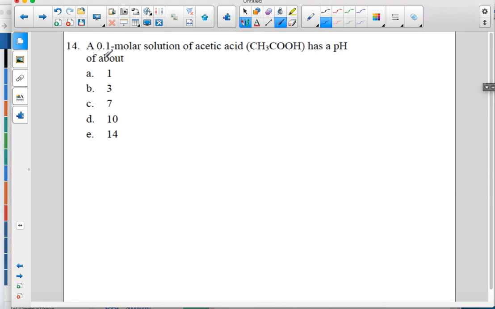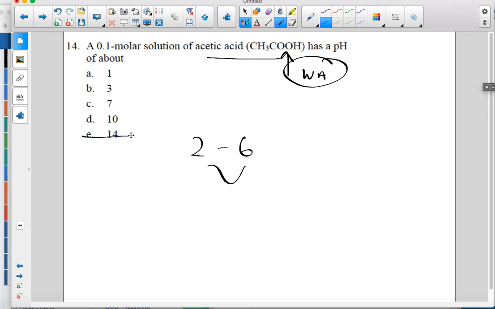Next one, 14. 0.1 molar solution of acetic acid. First of all, acetic acid you need to know is a weak acid, right? So pH of a weak acid, if you even had to guess, has to be between about 2 and 6, roughly. You know it can't be 14, it can't be 10, and it can't be 7. So you have these two answer choices. Let's say I decided to put it in scientific notation, 1.0 times 10 to the negative first. Now that's a weak acid, so it's only going to ionize about 5%, right? Which means that answer doesn't make sense.